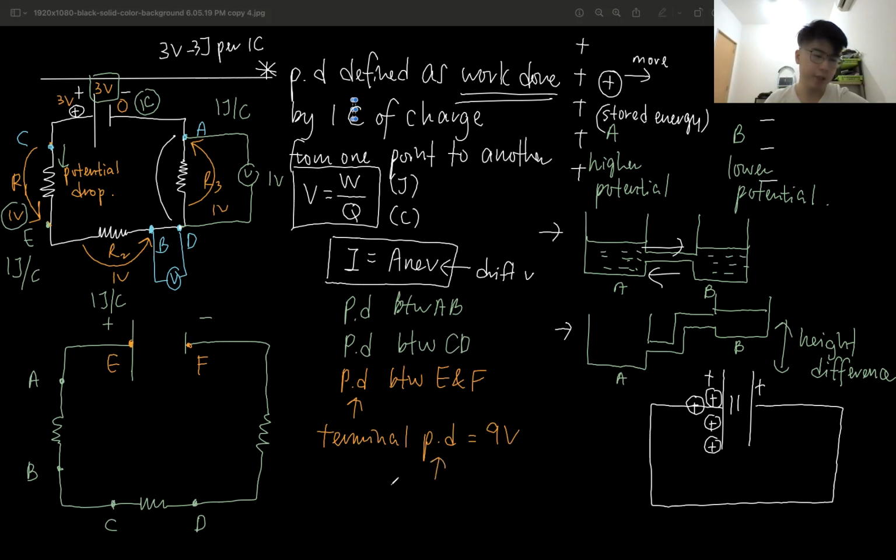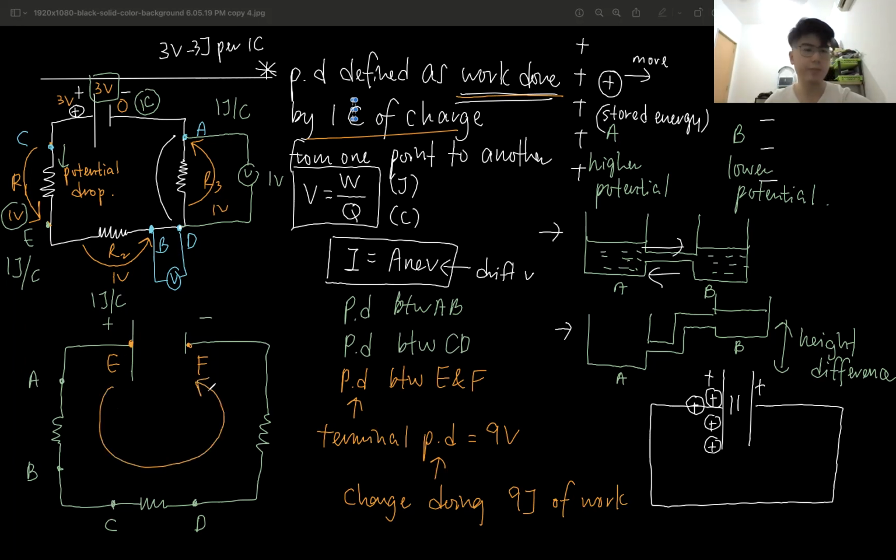So for example, if I say that the terminal potential difference is 9 volt, again, what does it mean? What is the definition of potential difference again? Work done by the charge. So 9 volt means the charge is doing 9 joule of work when it moves from E to F, from the positive to the negative terminal. It is doing 9 joule of work per coulomb. So imagine we have 1 coulomb of charge here, doing 9 joule moving from here to here.